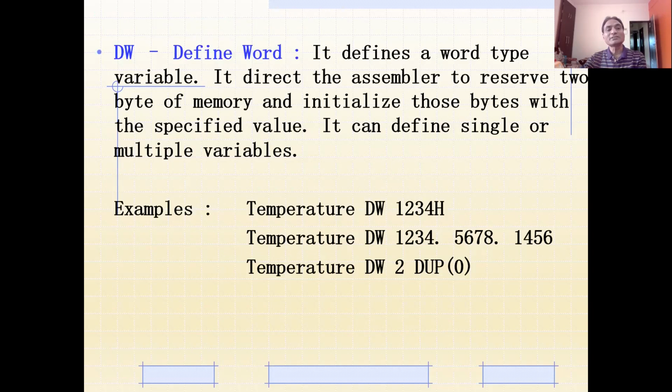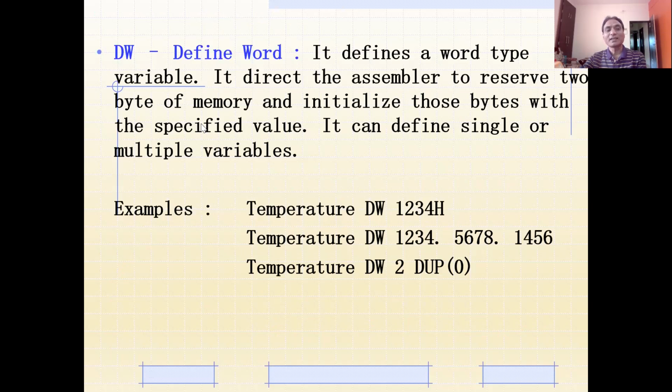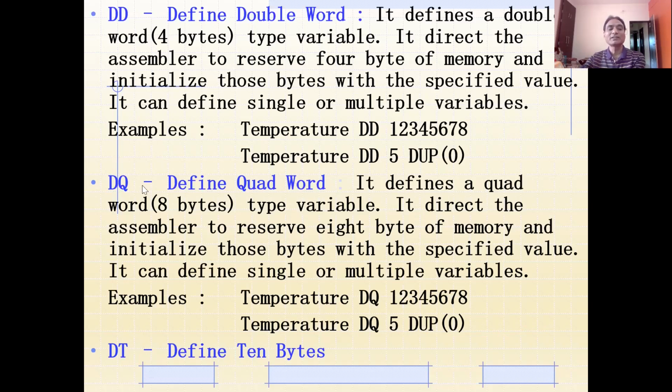So in all, we started from DB. DB means define byte. DW stands for define word, and then DD stands for define double word, DQ stands for define quad word, and DT stands for define 10-byte. So all these assembler directives are being used to allocate the specified memory location in the entire memory map, and whatever value is there in the assembler directive, that will be assigned to that respective variable.